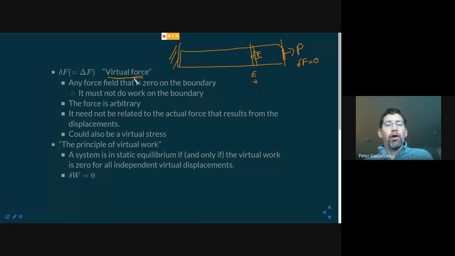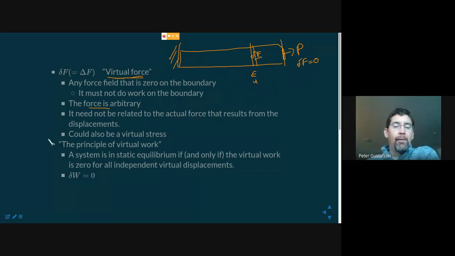All right, so a virtual force is similar to a virtual displacement. It just has a different sort of boundary interpretation. Again, like we said with the virtual displacement, the virtual force is arbitrary. It need not be related to the actual force. And by the way, this is a generalized force, so it could be a virtual moment, a virtual stress, anything that can be generalized as a force.